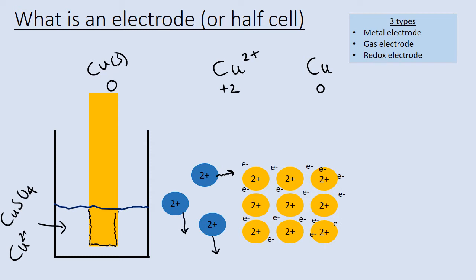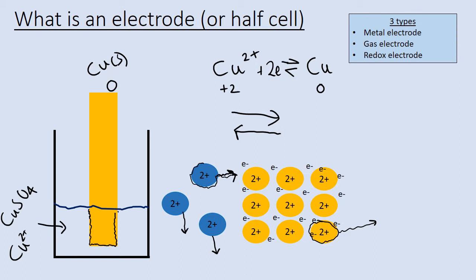Now, what happens is we actually have an equilibrium that is set up. Some of these copper 2+ ions have the ability to move to the metal boundary and actually gain 2 electrons, and become a copper atom and become part of that metallic structure. But you've also got the ability for these copper ions in the lattice to move into the solution and leave those electrons behind. So you've got copper ions being reduced and copper atoms being oxidized. So we've got an equilibrium established.